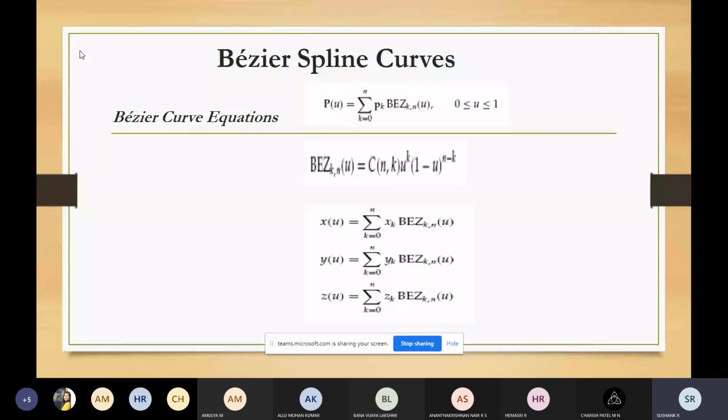It follows some equations. It has some curve equations. This is why we are using the Bezier curve for drawing curves. Because it is very easy to implement, and it has some properties which are highly useful for the curve design and the surface design, making it useful for designing curves and surfaces.